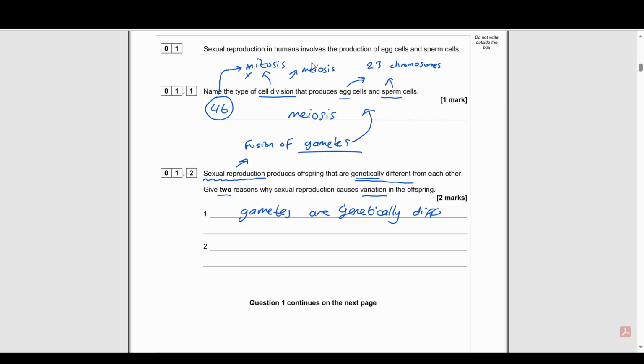Now, what would be a second reason why there's variation in the offspring? We've defined what sexual reproduction is. It's the fusion of gametes. But in this case, what is actually fusing is what the egg cells and sperm cells contain. So it's the chromosomes or the DNA, which is what the chromosomes are made from. When these gametes fuse, their DNA is going to combine or mix. When they mix, that creates different offspring, and that's what variation is. So our second point is that there is mixing of DNA.